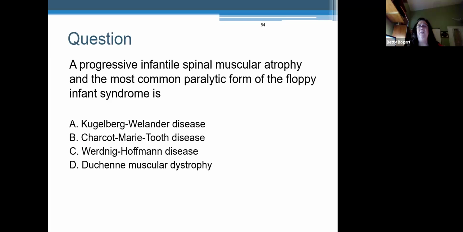So, what is the progressive infantile spinal muscular atrophy, which is floppy infant? It's called Werdnig-Hoffmann.